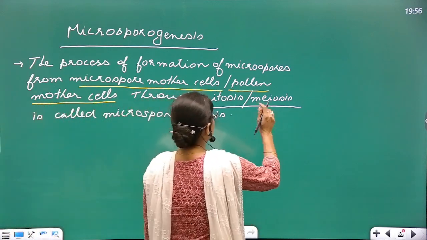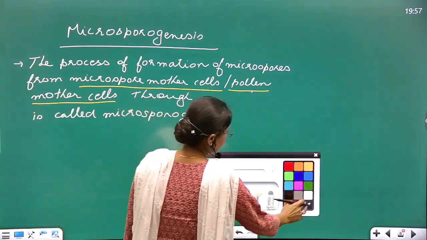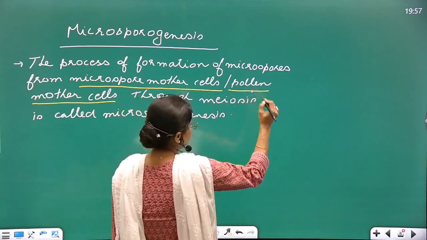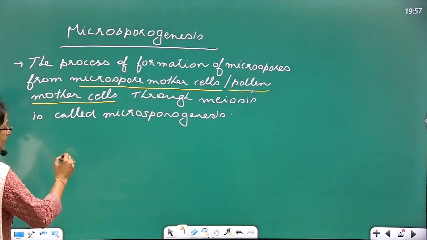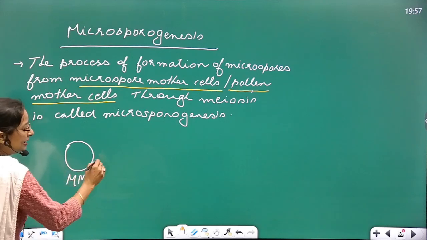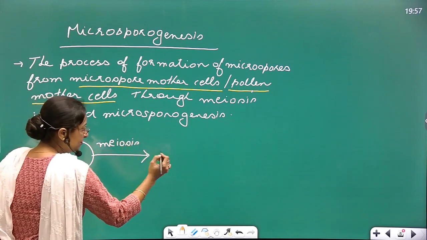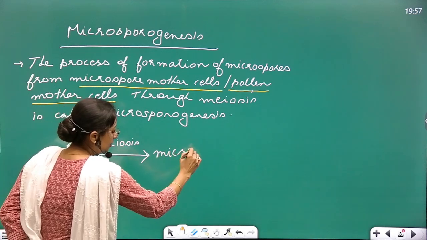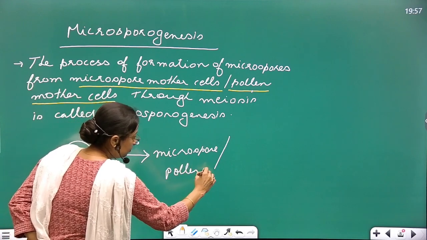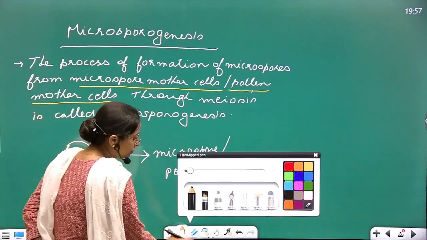So they will be forming through meiosis, okay? So we'll have the microspore mother cell undergoing meiosis. What will they be forming? Microspore, which is also called pollen grain. Now coming to this, we want the ploidy of the two cells.